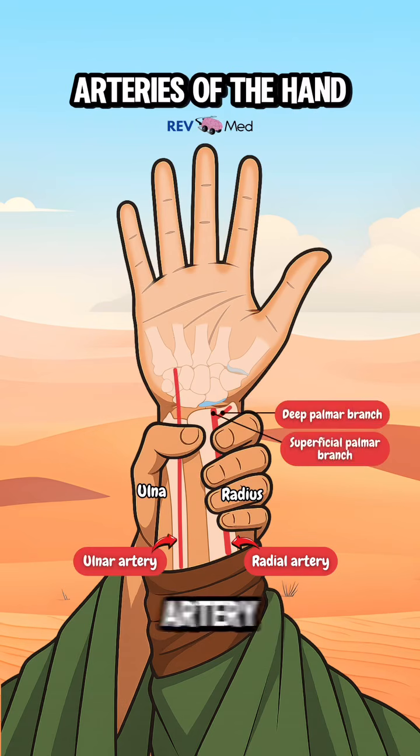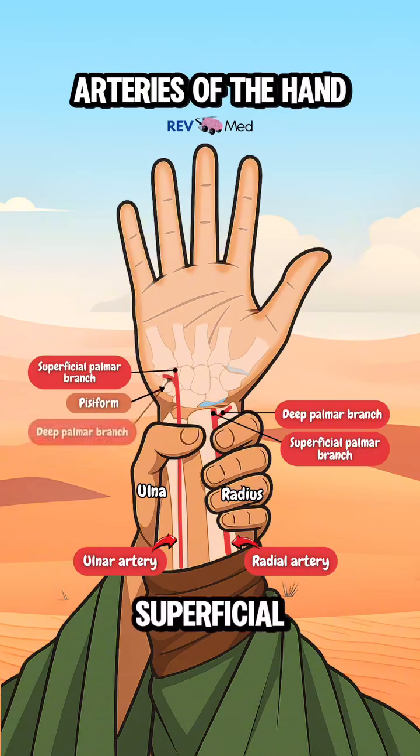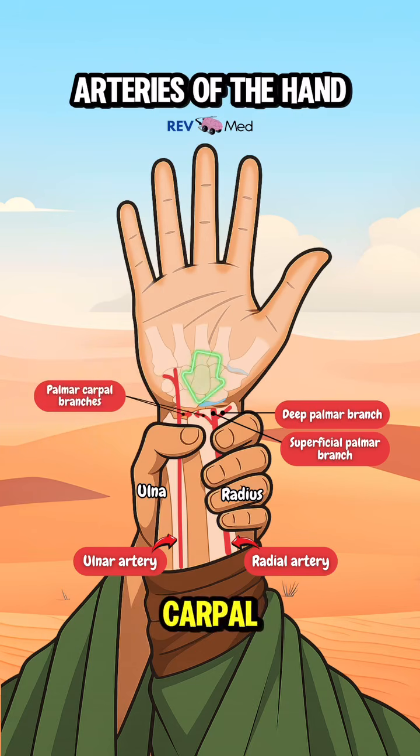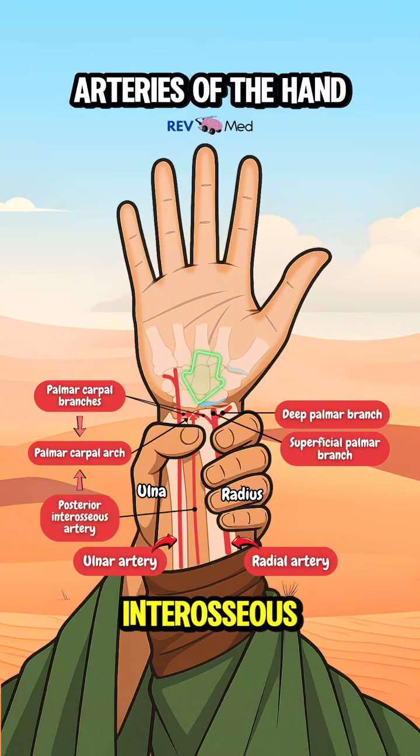Next we have the ulnar artery medially, just lateral to the pisiform bone. This artery also terminates into a superficial and a deep palmar branch. Now look, before the ulnar and radial arteries terminate into these branches, they both give off palmar carpal branches, which go on to anastomose and form the palmar carpal arch. This arch is also joined by the posterior interosseous artery.